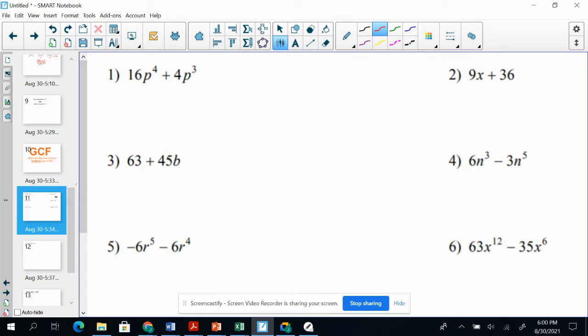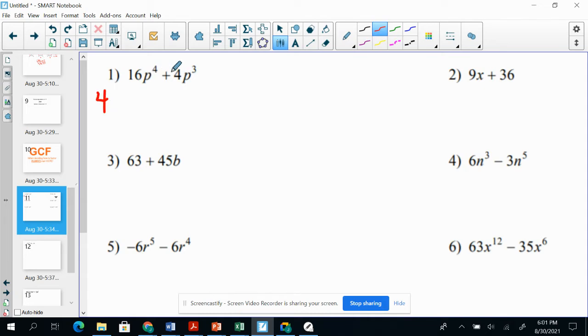So we're looking for what number will multiply into these. We're doing the opposite of the distributive property. So kind of like we did the opposite of the box method earlier, we're undoing a distribution. If we're looking at number 1, we're looking at 16 and 4. What number do they both have in common? 16 is divisible by 4, so we know we can take out a 4.